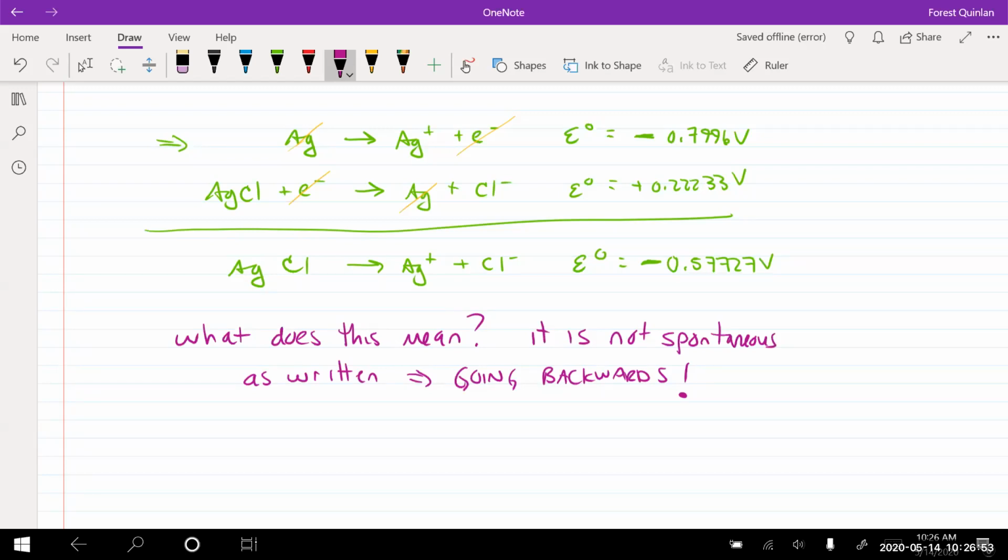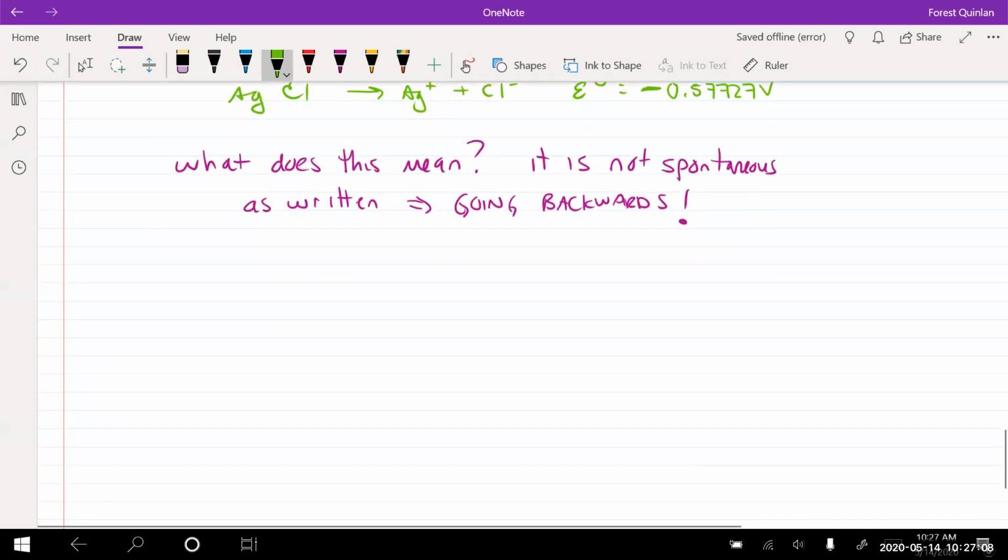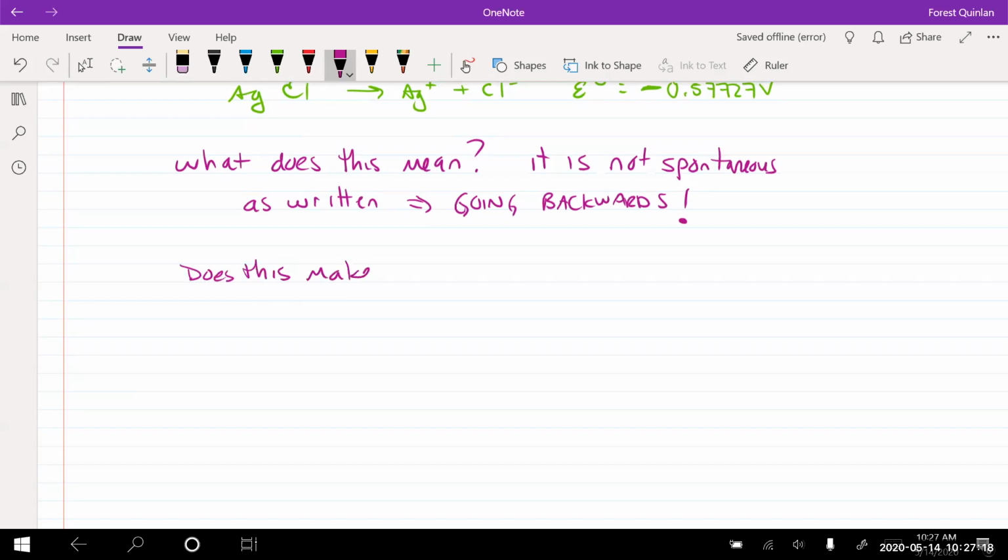Now, first of all, do I need to scroll up, guys, before I scroll down? Anybody need me to go back up real quick? Okay, so if it's going backwards, does this make sense? We expect it to, right?